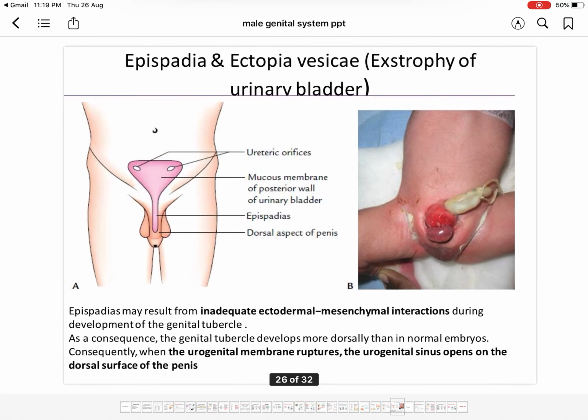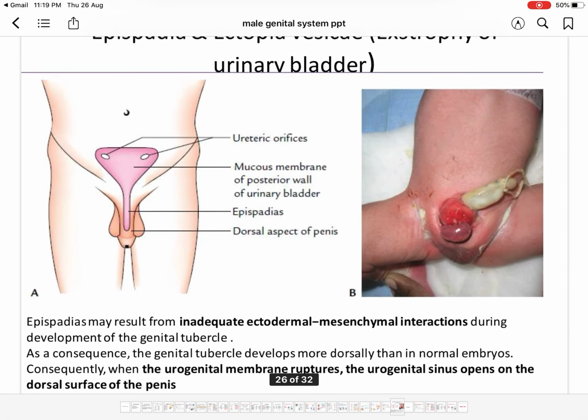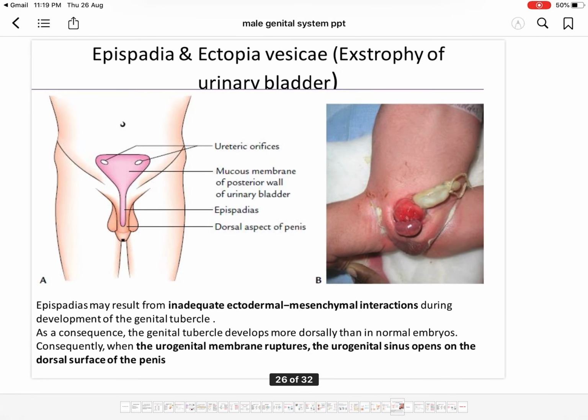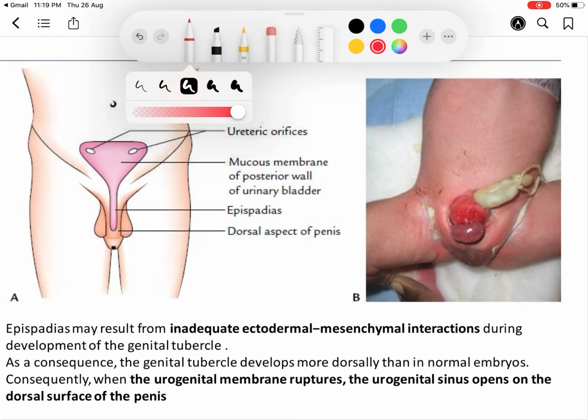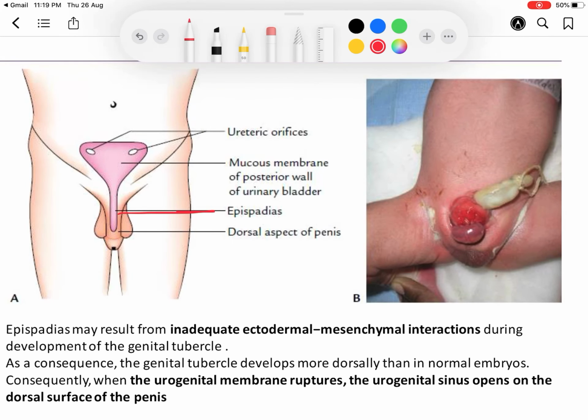Now the second condition is epispadias, in which the urethral opening is on the dorsal surface of the penis. Here you can see that on the dorsal surface of the penis, this urethra is opening. So this is called epispadias, and it is due to inadequate ectodermal mesenchymal interaction, or you can say during development of the genital tubercle, or you can say due to failure of migration of the mesenchyme or mesoderm in this area, this epispadias is occurring.